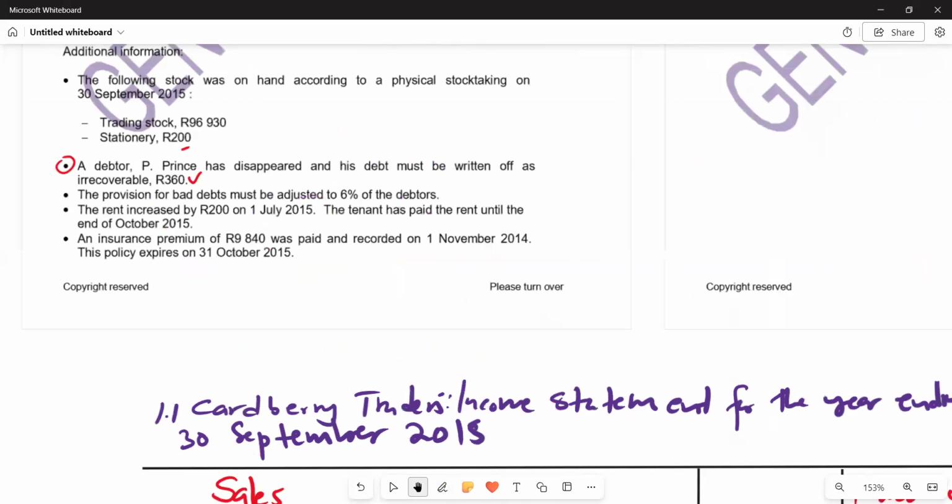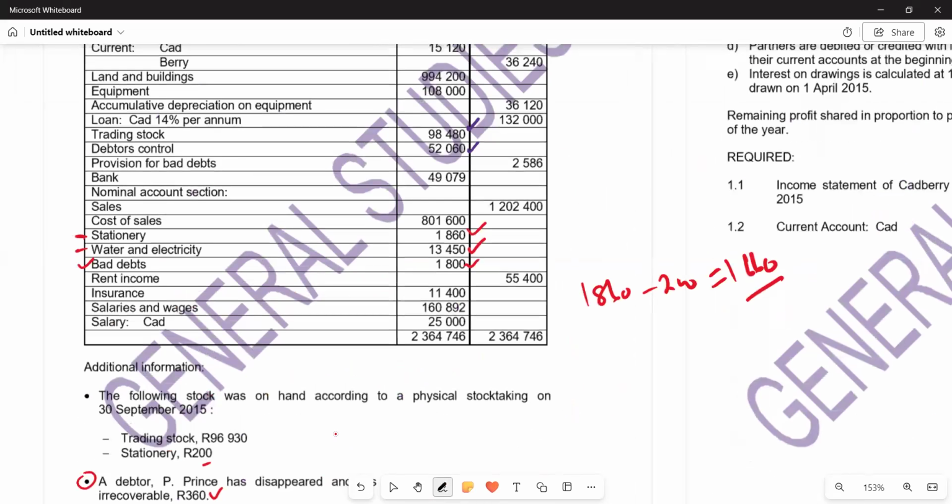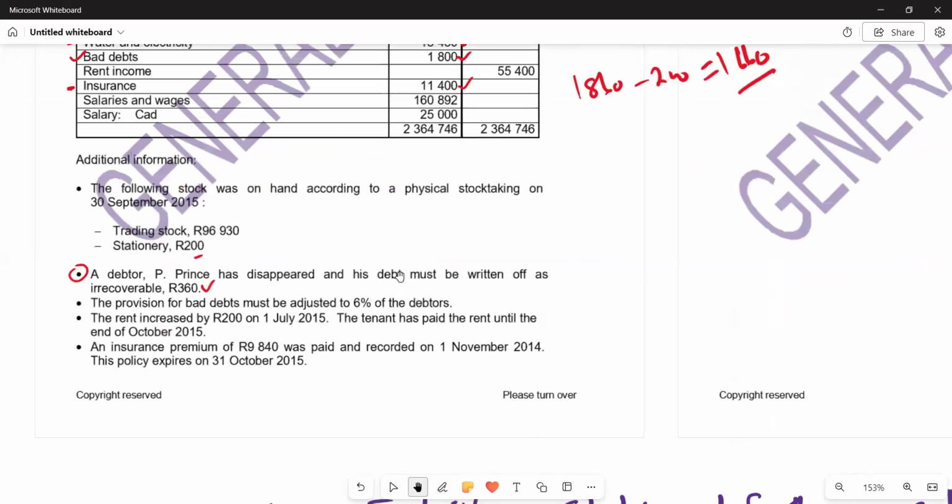Then we go there, trying to find out any other expense that we have. Remember, we also have insurance here, which is 11,400. But we don't put it as it is. We go again to the additional information, trying to find out if we have got anything to do with insurance. We are having it here: an insurance premium of 9,840 was paid and recorded on 1 November 2014.